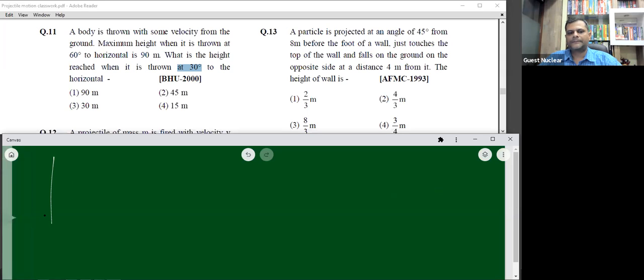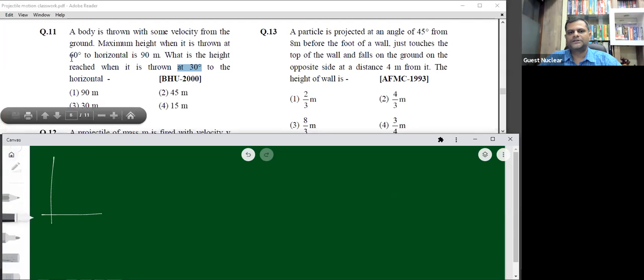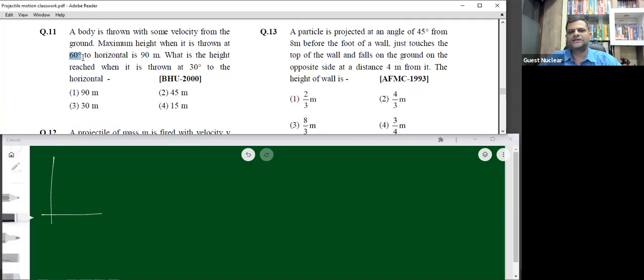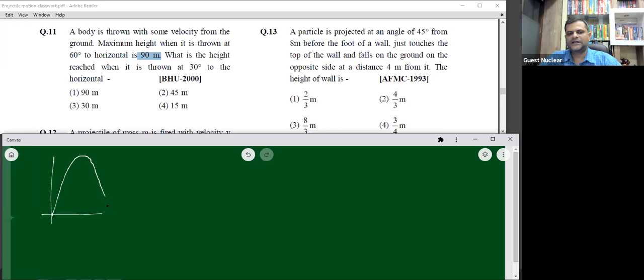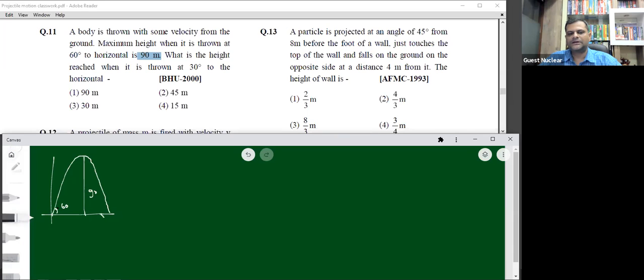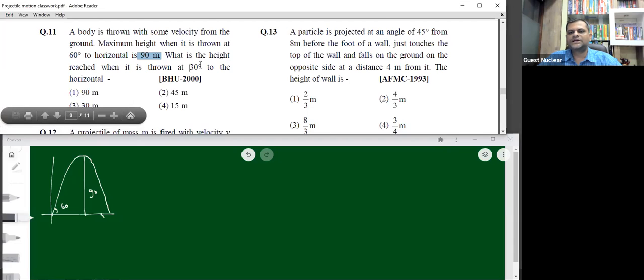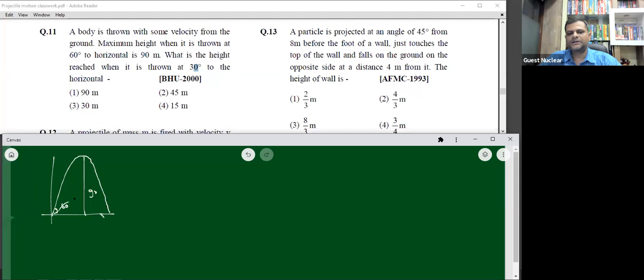See here, first of all, it is thrown at an angle 60 degree. So उस समय का जो मैक्सिमम हाइट है तो वो है 90 मीटर. तो मतलब जब 60 डिग्री से उसको थ्रो किया जाता है तो उसका जो हाइट हमको मिलता है वो है 90 मीटर. ये 90 मीटर है और ये जो एंगल है वो 60 डिग्री है. ओके, अभी जब 30 डिग्री से थ्रो किया जाएगा तो उस समय उसका रेंज तो सेम ही मिलेगा हमको. ये देखो, रेंज सेम ही मिलने वाला है, बट ओनली डिफरेंस इज द हाइट.